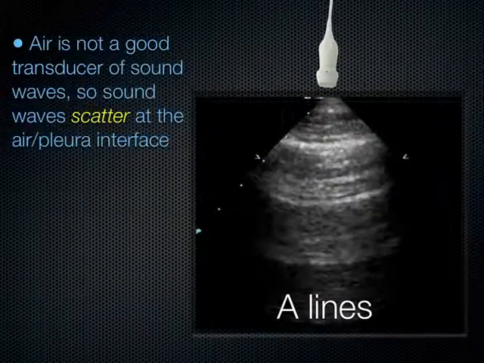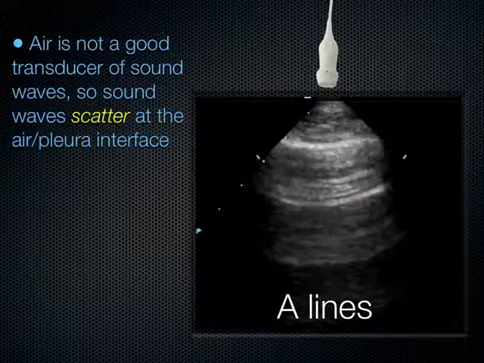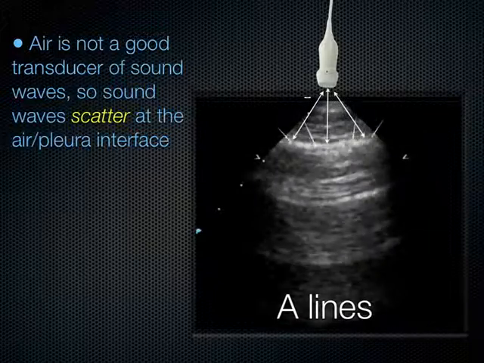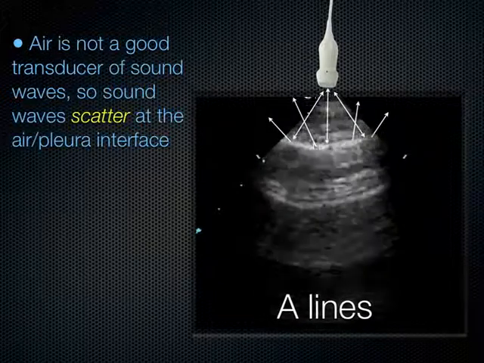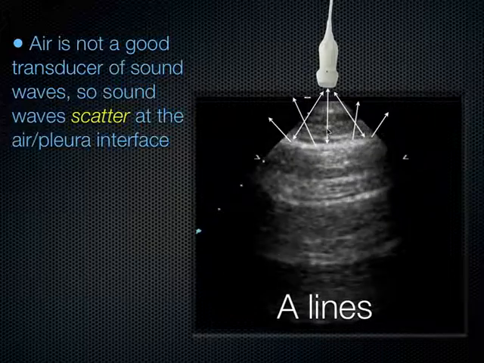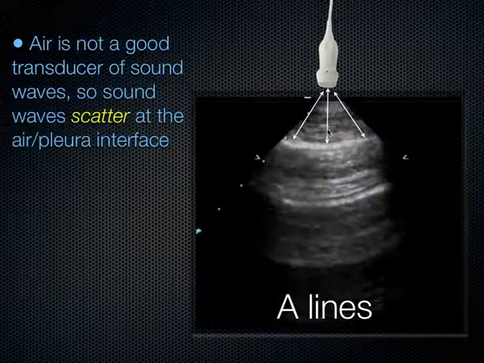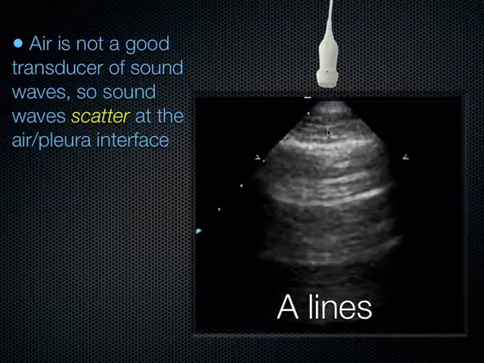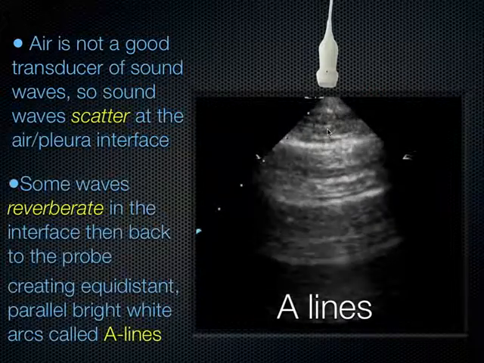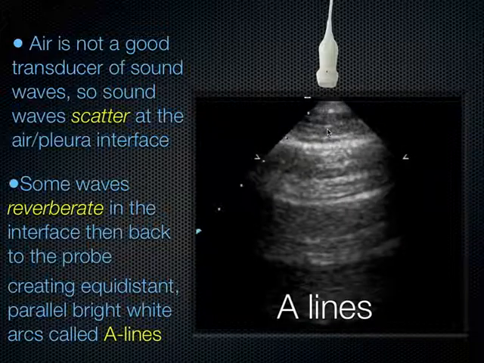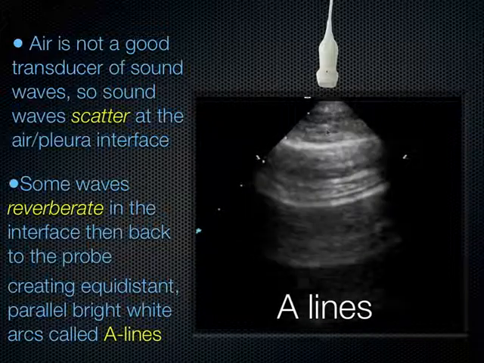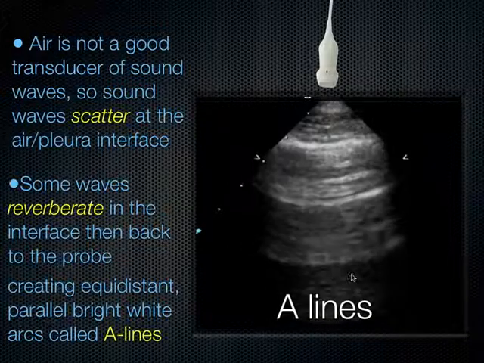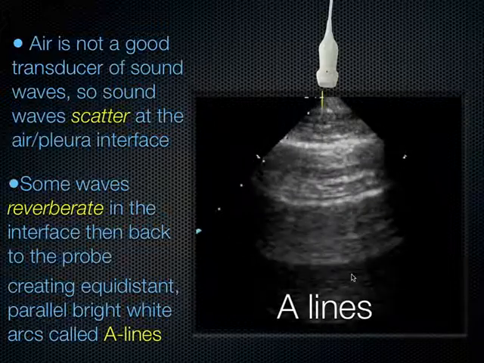And because we know that air is not a good transducer of sound, sound waves get scattered at the air-pleural interface. And that's what we're seeing there. The sound is coming in, it reflects off the pleura, comes back again, and then there's this repeating artifact that extends down at repeating intervals from the pleural line and into the body. That's because some of the sound waves are reverberating back and forth again, and we get these equidistant, parallel, bright lines coming down, or A lines.